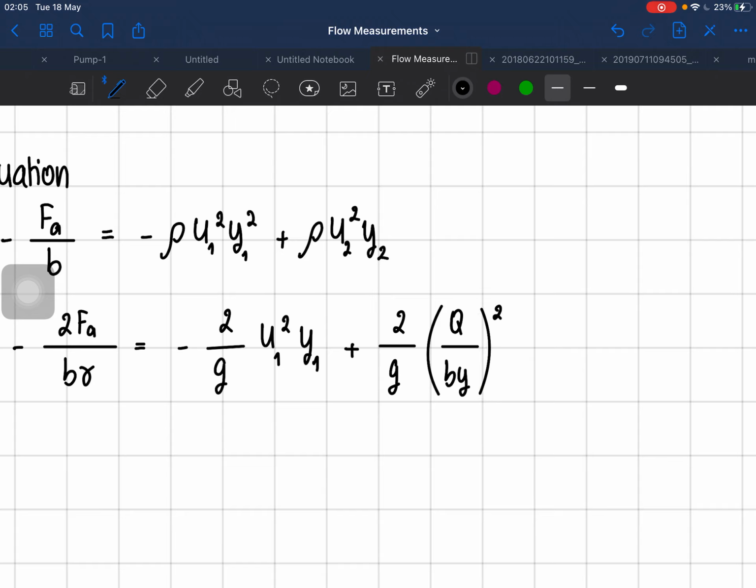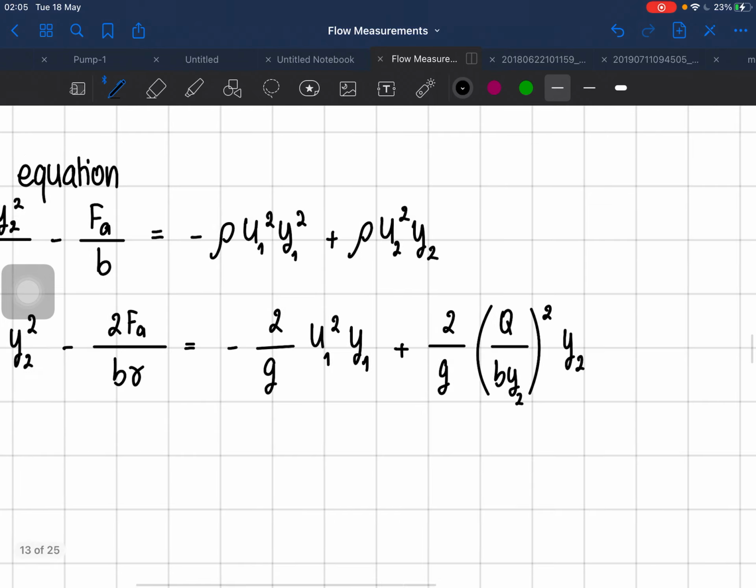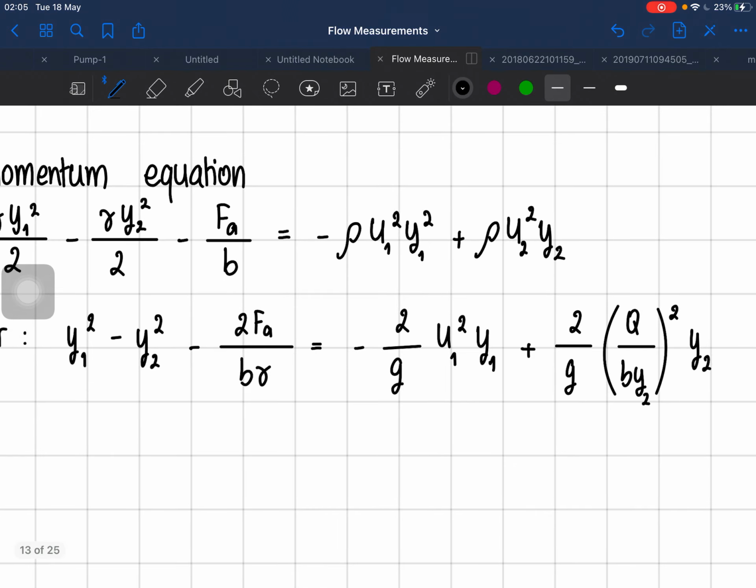So this is 2 times y2. This is also y2. The key was the flow rate. So FA is the force on the angle irons and B is the channel width. So we need to substitute all the numbers that we know.